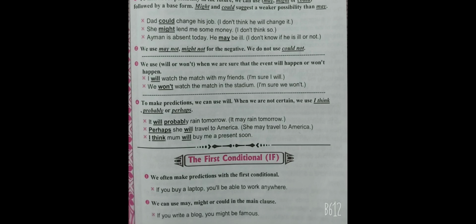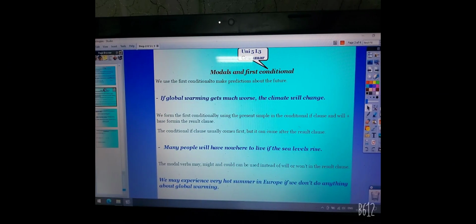Now let's begin to talk about the first conditional, if. We often make predictions with the first conditional, like the sentence, if you buy a laptop, you will be able to work anywhere. Number 2, we also can use may, might, or could in the main clause. Like the sentence, if you write a blog, you might be famous. It's so easy. So we talk about modals and the first conditional, and we said that we use the first conditional to make predictions about the future. Like the sentence, if global warming gets much worse, the climate will change.